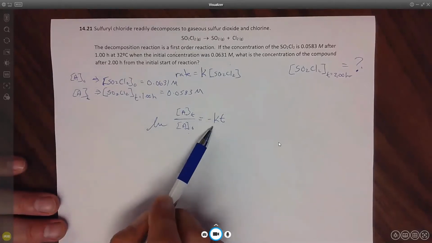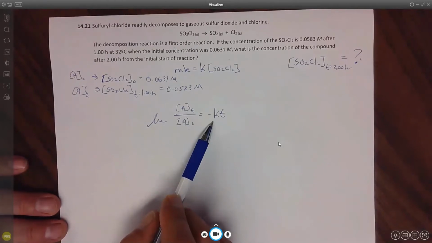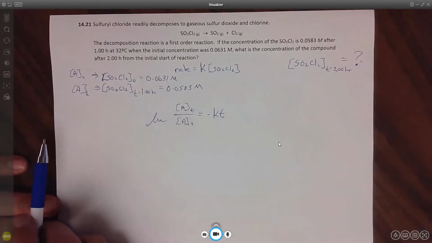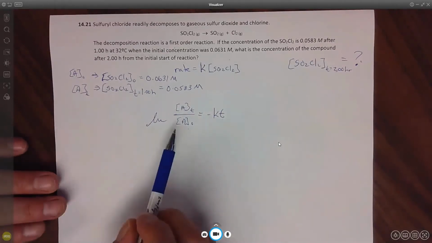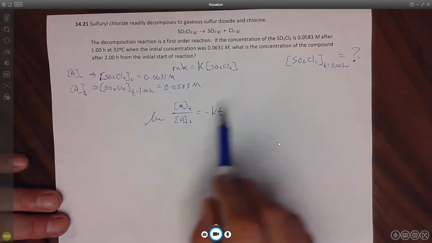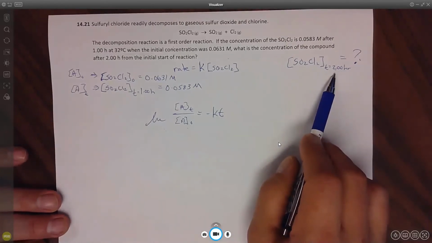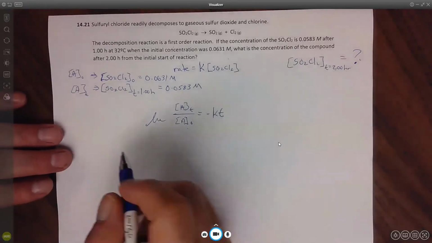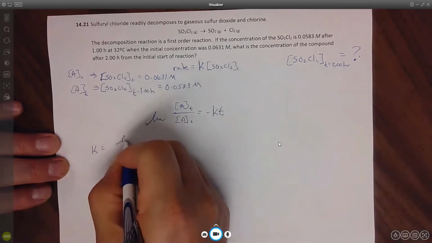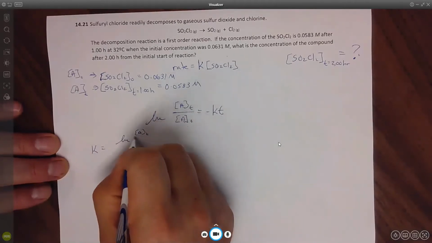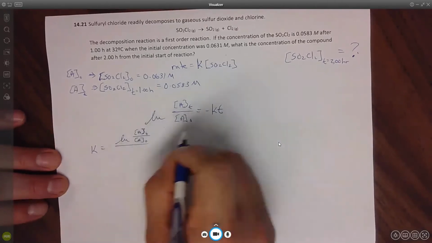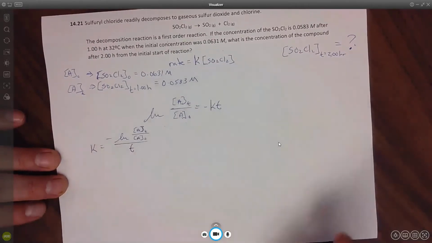But where's K? You need to use the given information to solve the equation for K before plugging in 2 hours. Exactly. I'm going to have to solve this equation twice: once to find K, then I can plug it in again to find my concentration after 2 hours. So I'll rearrange this real quick. K is equal to the ln of A of t over A naught, divided by t, and we'll bring the negative over.